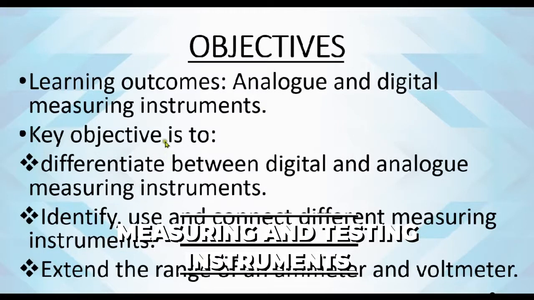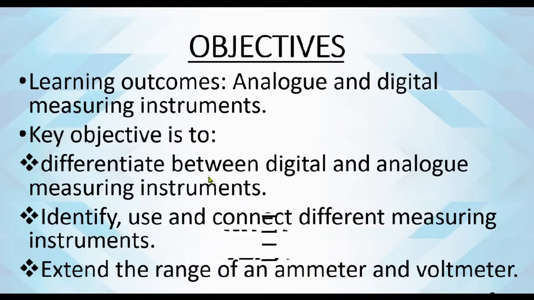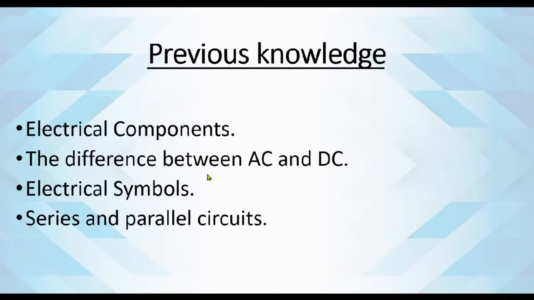Let's look at our objectives, our learning outcomes. We're going to be looking at analog and digital measuring instruments. Our key objective, however, is to differentiate between digital and analog, to identify, use and connect different measuring instruments, and to extend the range of an ammeter and a voltmeter. Previous knowledge that you should have in place is electrical components, the difference between AC and DC, electrical symbols, series and parallel circuits. All this knowledge you should have in place.